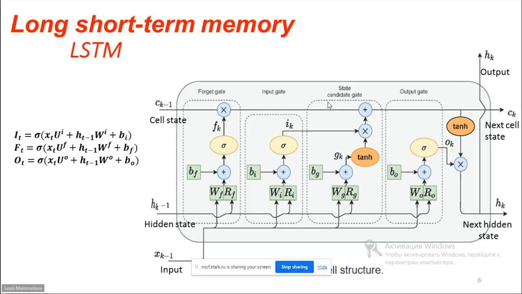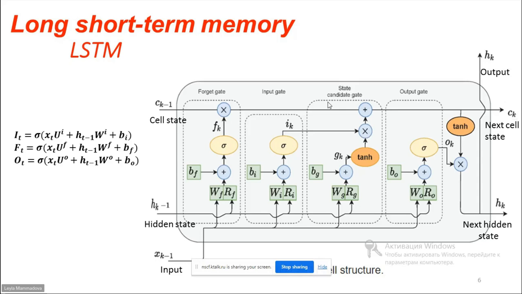Input gate is used to rate the importance of newly obtained information given by the input. This gate determines which input values should be added to the cell state. Forget gate defines which information from the previous cell state should be kept and which should be forgotten. The input gate's formula can be seen in this presentation.